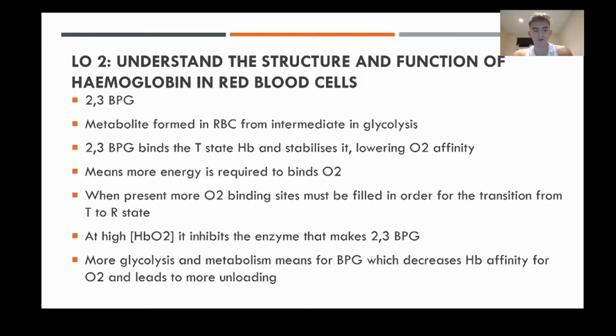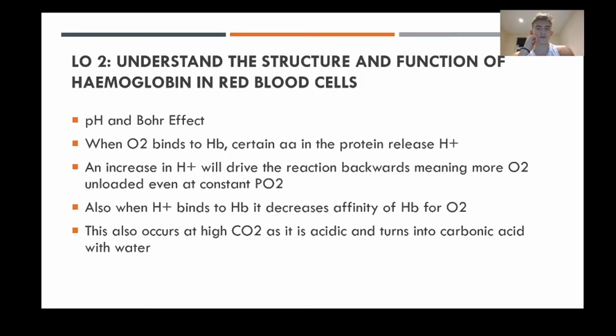So in the cells where there's loads of glycolysis and oxygen is being used up, we want that oxygen to be unloaded so it can be used for glycolysis, and carbon dioxide to be loaded on so it can be removed and breathed out. Then we've got the pH and the Bohr effect. When O2 binds hemoglobin, certain amino acids in the protein release H+ ions, so protons, and an increase in these protons will drive the reaction backwards, meaning more O2 is unloaded even at constant pressure. Again, in working muscles, we want this to be unloaded.